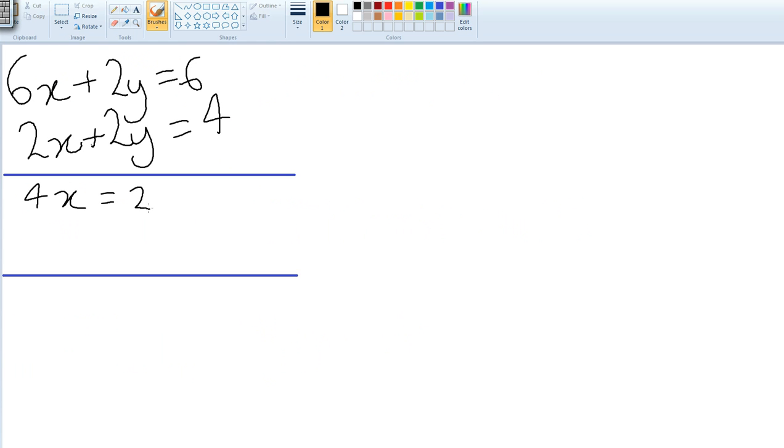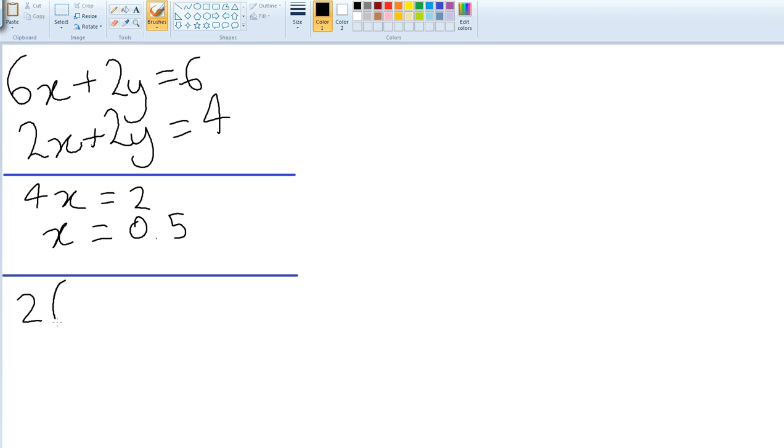So now we can divide both sides by 4, so you get x equals 2 over 4, which is the same as a half, so 0.5. And that is our value of x. So that's simple enough. Now we need to find out the value of y. So let's substitute our value of x into one of the equations at the top. The bottom one looks most simple, so we'll use that one.